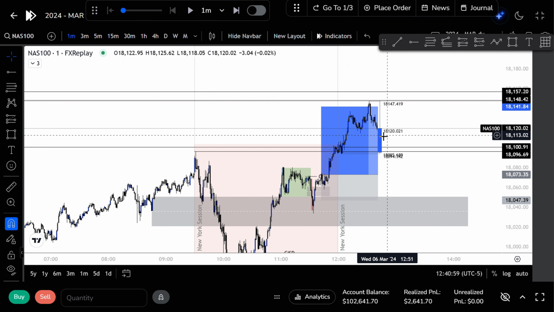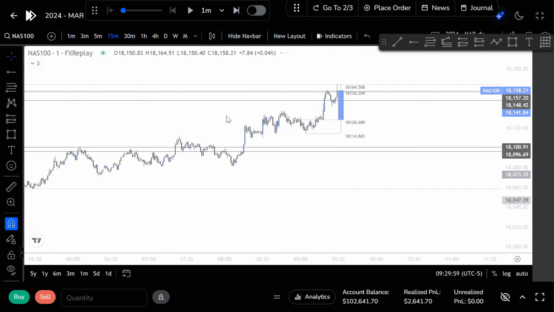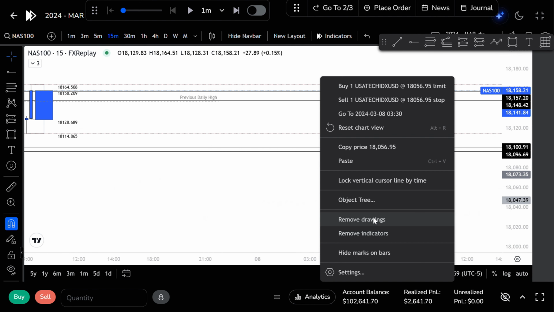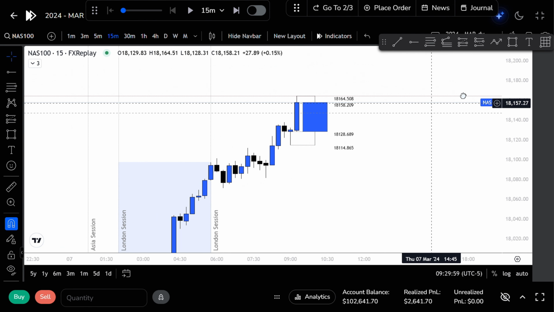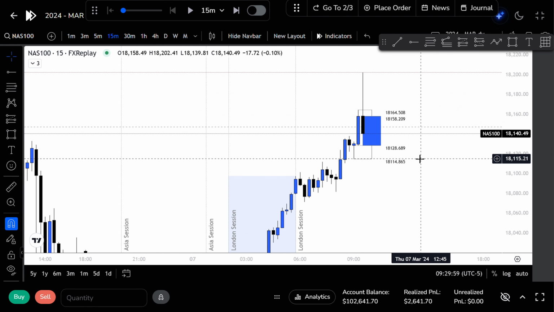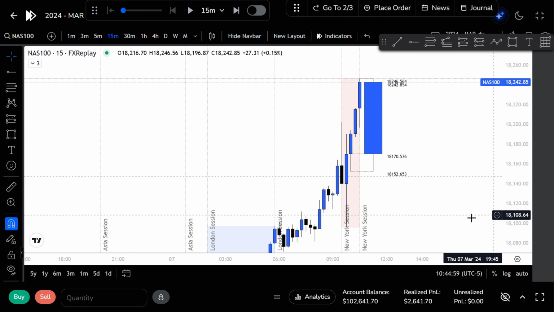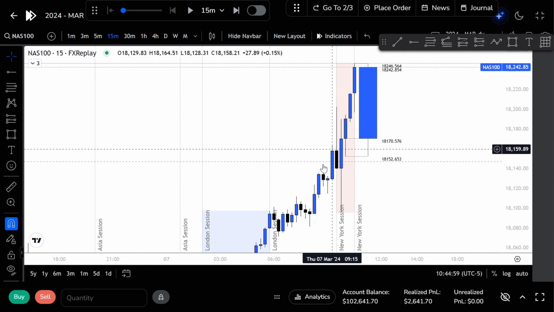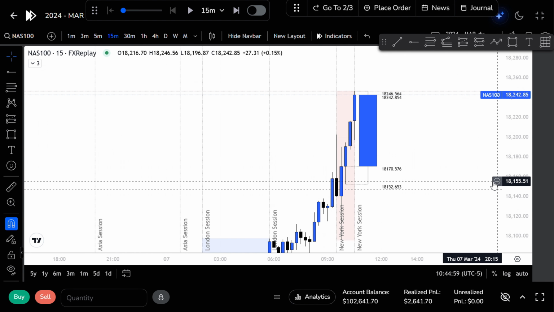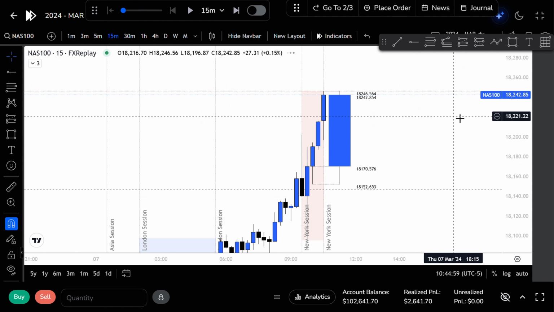Now I think, okay, so there's one more day left. Let's see what we got installed for us. So let's skip 15. All right, so this is a cool example. Price right here delivered, although it delivered, it did not sustain any fair value gaps, and fair value gaps is the thing that we trade to manipulate into.